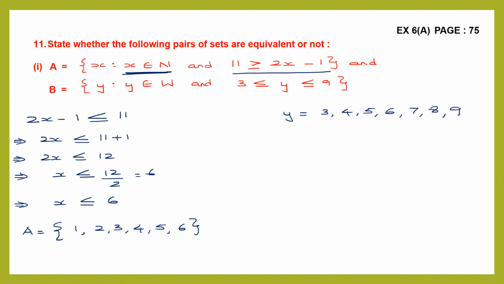So we have the elements of set B. Those are the values of Y. So let's write it down: 3, 4, 5, 6, 7, 8 and 9.